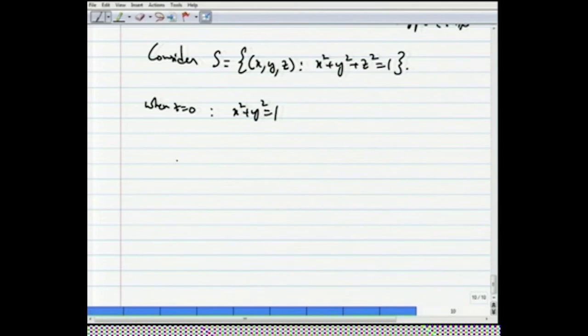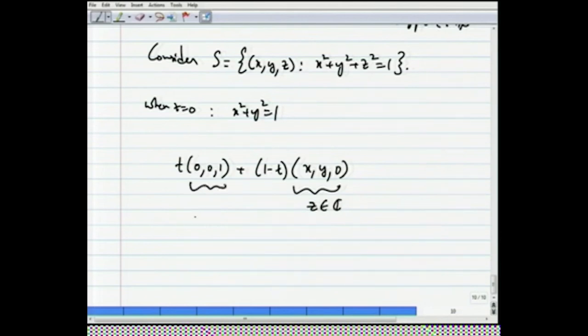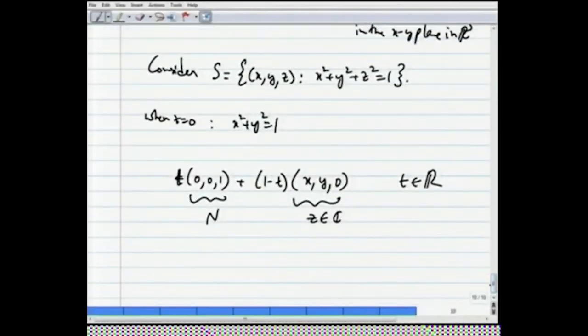To do that, you consider t times 0, 0, 1 plus 1 minus t times x comma y comma 0. This is the point z in the complex plane, and this is the north pole. When t is allowed to be any real number, this gives you a straight line connecting 0, 0, 1 and x, y, 0. We know how to construct equations of lines in R3: t times a point plus 1 minus t times another point gives a line passing through these two points.